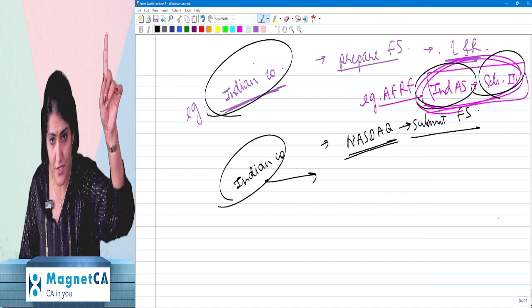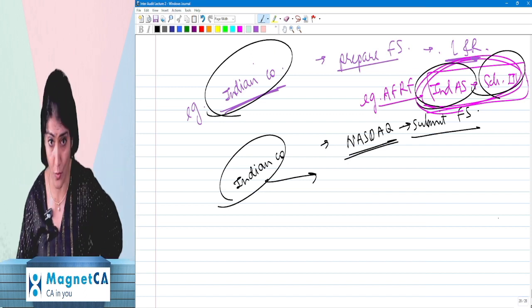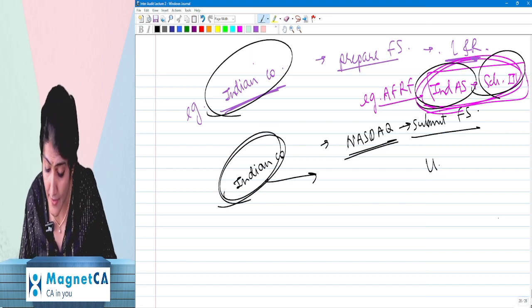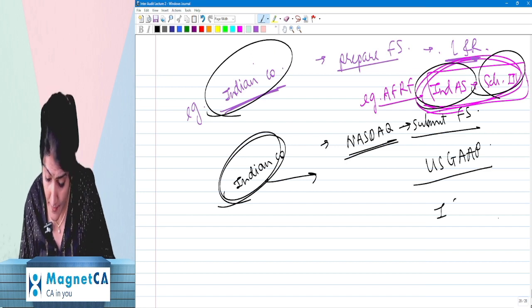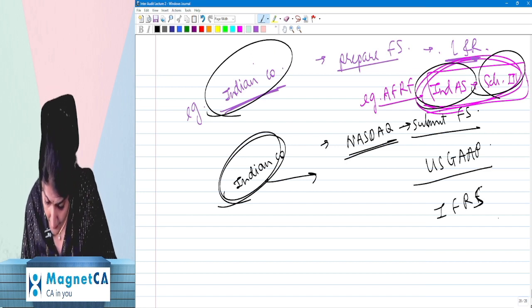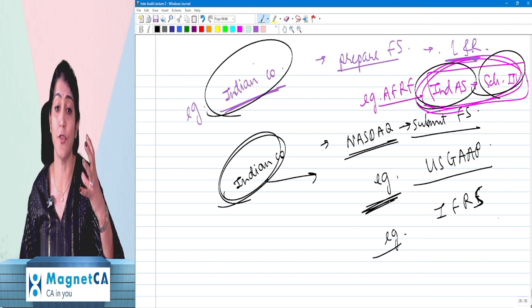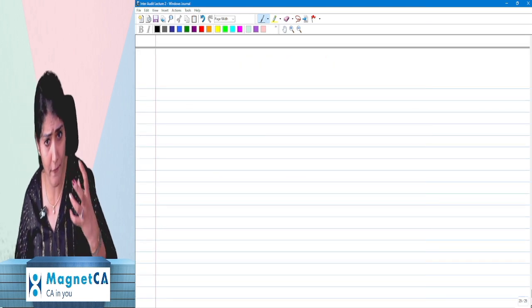Now, to the US stock exchange authority, can you submit your Indian GAAP financial statements? No. So now this Indian company will have to prepare their financial statements, say, as per the US GAAP or as per the IFRS, right? So again, this is an example of the applicable financial reporting framework.